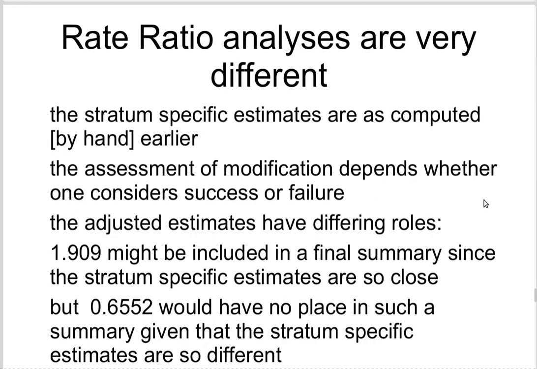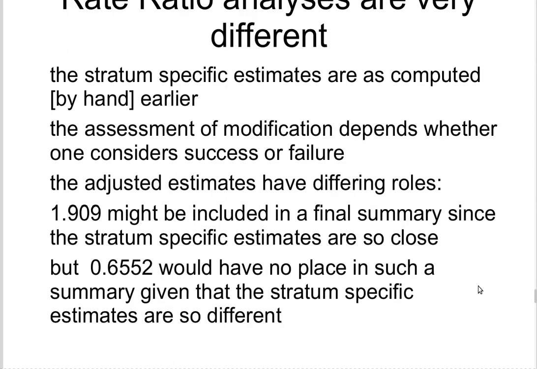So the success rate ratios and failure rate ratios are very different. And this is a summary of that information. Okay. And as I'm repeating here, the number 1.909 might be the reportable number. It is an estimate of an adjusted or assumed common odds ratio, or risk ratio, excuse me. Well, Gordon, what is it? 1.909 is an estimate of the assumed common success rate ratio.